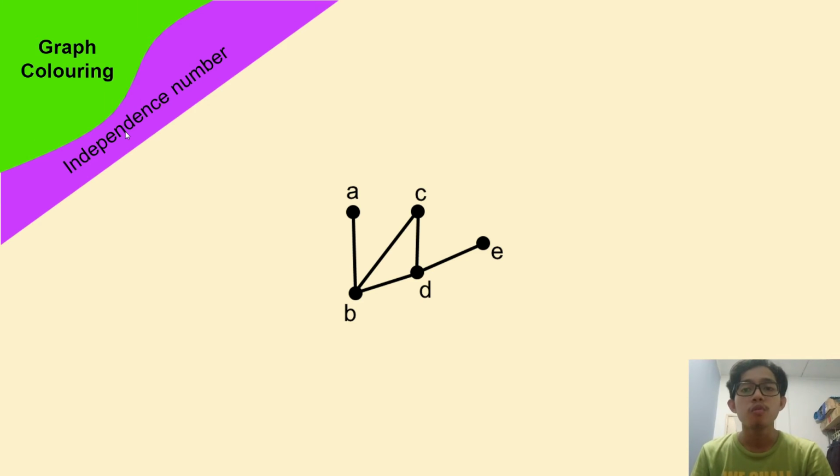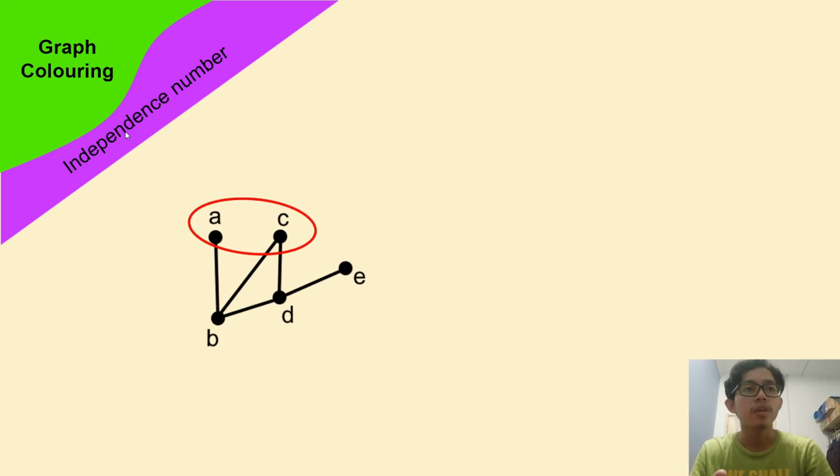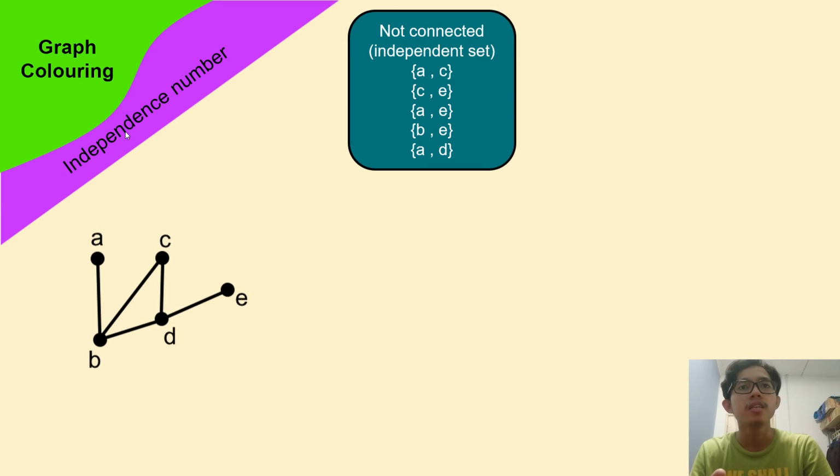First of all, we will be looking for the independent set. Independent set is a set of a vertex or vertices that is not connected to a certain vertex. For example, vertex A and C is not connected to each other. Therefore, they can form an independent set. So from this graph, we can have 5 independent sets. The sets are AC, CE, AE, BE, and AD. All of the vertices are not connected to each pair.